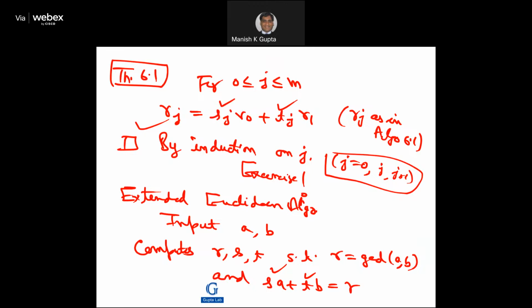So the input is a comma b, and I'm going to compute r, s, and t such that r is the GCD of a and b, and s and t are numbers such that their linear combination gives you r. We know this is a very fundamental result in number theory. If GCD of a comma b is r, there exists integral s and t such that s times a plus t times b is equal to r.